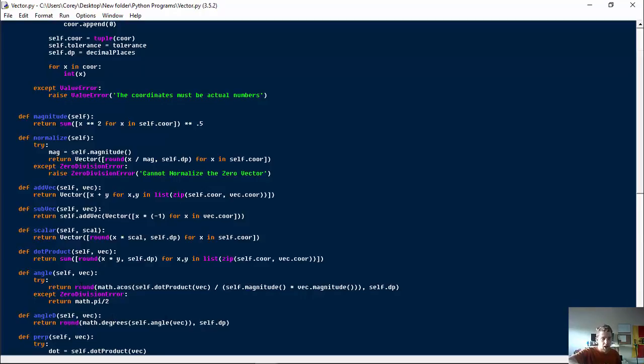And you see this round that keeps coming up. Sorry, I forgot to mention that. The round function just takes in a mathematical operation and then the decimal places to round it to. So that's cutting off those really big decimal numbers we were getting by just putting in the decimal places that we specified when we made it.